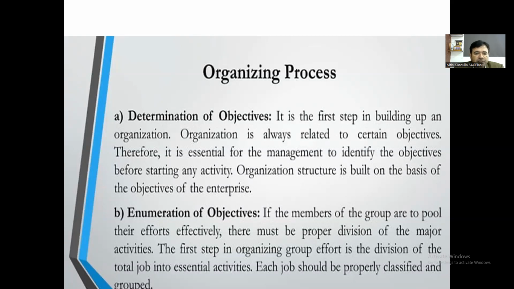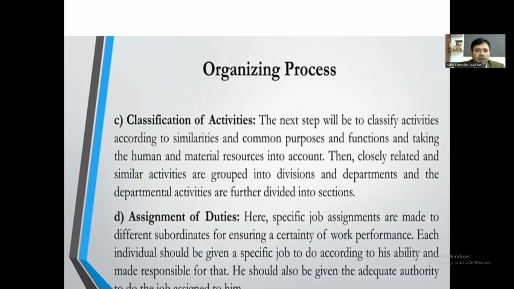Second step is enumeration of objectives. If the members of the group are to pool their efforts effectively, there must be proper division of the major activities. The first step in organizing group effort is the division of the total job into essential activities. Each job should be properly classified and grouped.